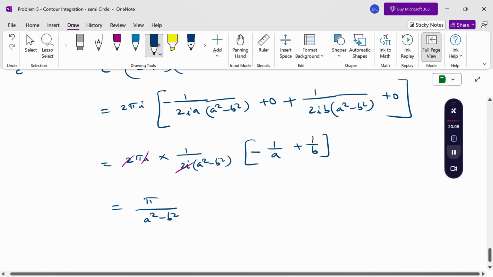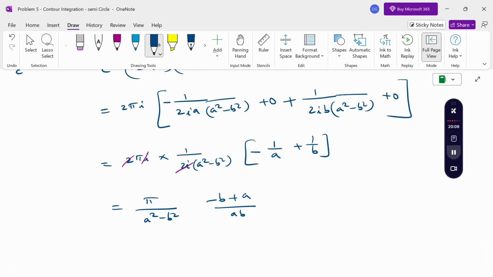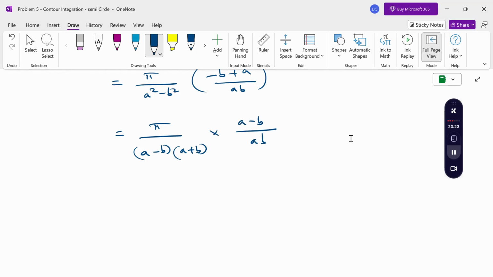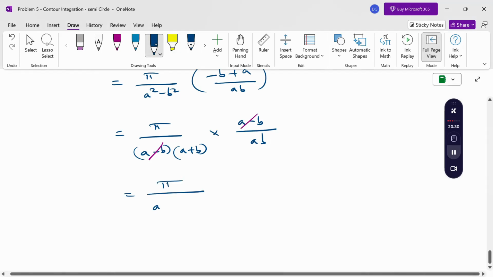When I take the LCM, minus b plus a by ab. Therefore this term, we should write a square minus b square as (a minus b)(a plus b) into (a minus b) by ab. Now cancel this a minus b with a minus b. The term is pi by ab into (a plus b). This is the integral over C of f of z dz.